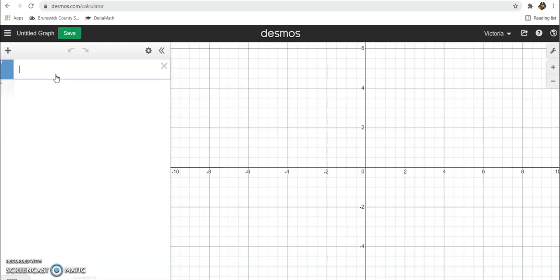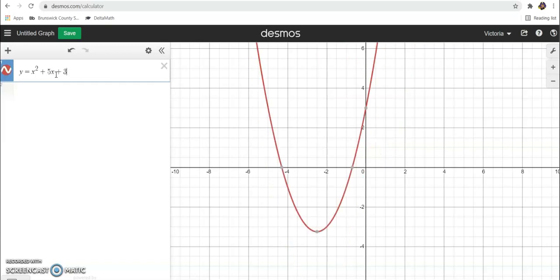The first equation I have is y equals x squared plus 5x plus 3. Now, because we are doing it completely in the calculator, if you type something wrong, you will get a wrong answer. So it is worth the extra second or two it takes to double check to make sure you are typing everything correctly, because if you type it wrong, it is going to give you a wrong answer. So I typed a quadratic. Notice I got a picture of a quadratic.